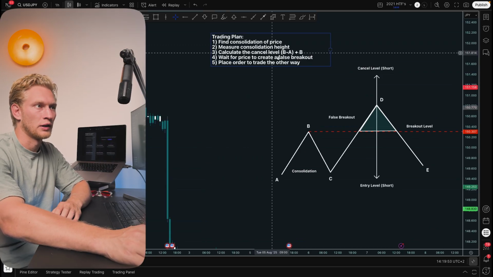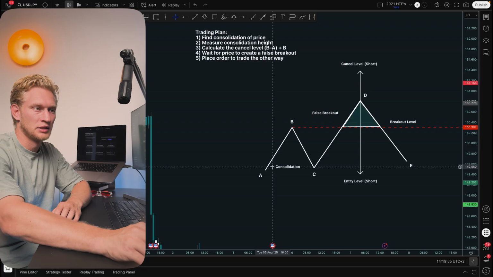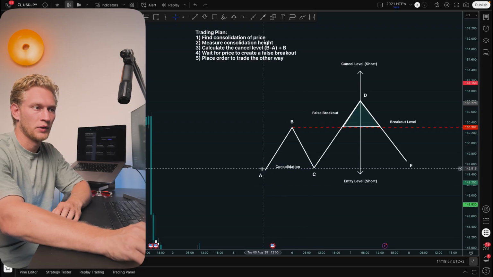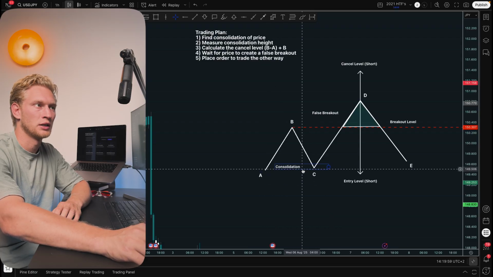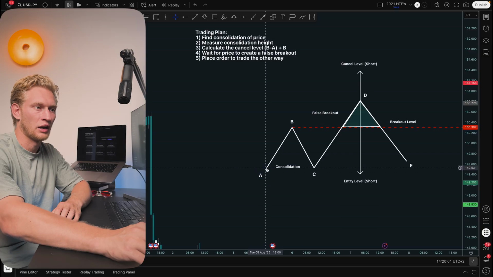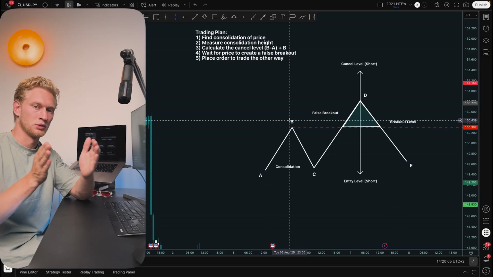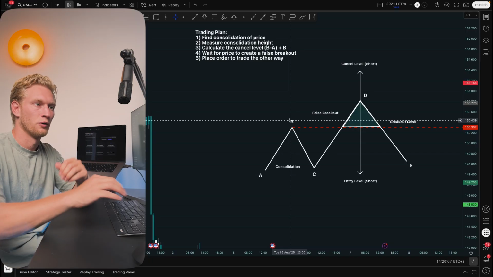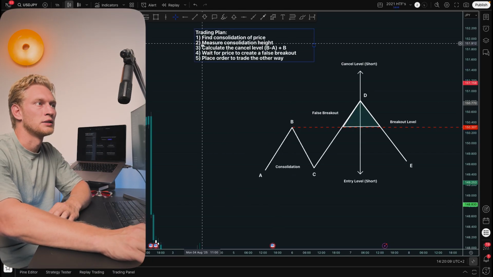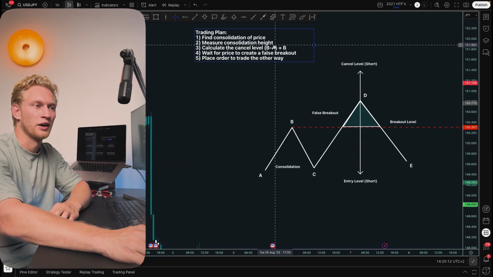Step 1, find consolidation of price. So that's this part between A and C, is how long the consolidation is. And what we find important is the A level and the B level, like how high the consolidation is. So you want to see how wide it is, but also the height of the consolidation. Second thing, measure consolidation height. How do you do that?